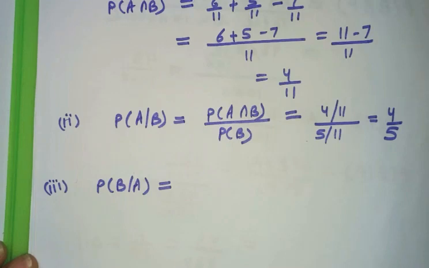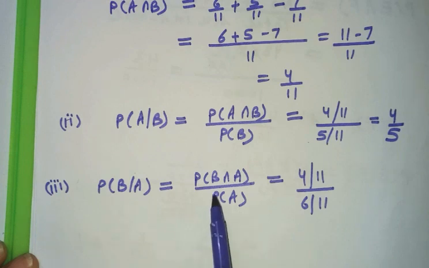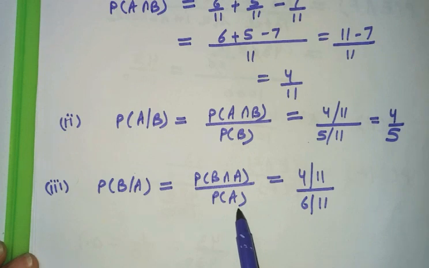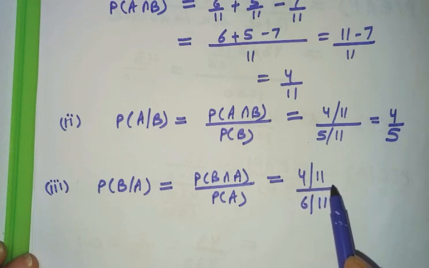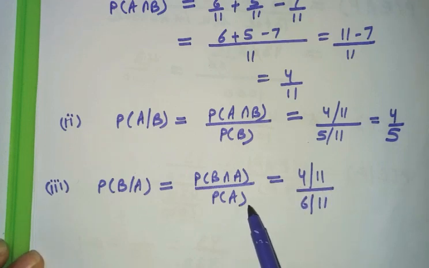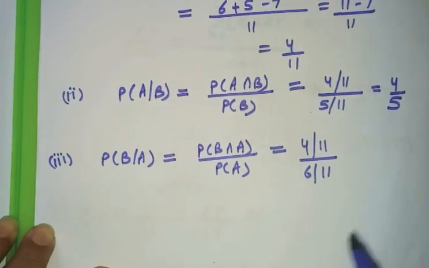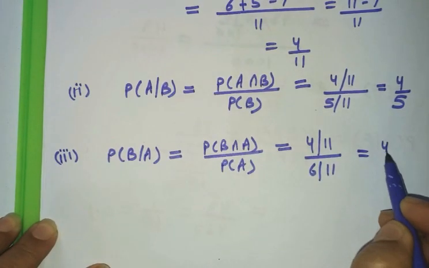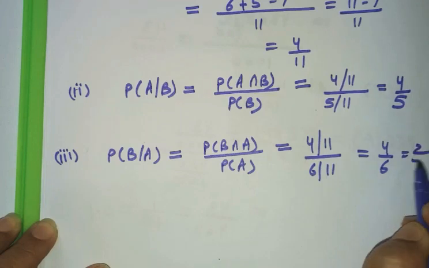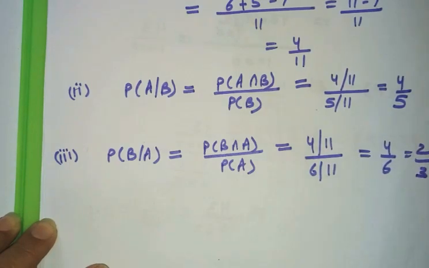Similarly, I can find the probability of B by A. The probability of B by A is equal to the probability of B intersection A divided by the probability of A, as per the definition of conditional probability. The probability of B intersection A we have already found in the first part, that is 4 by 11, and the probability of A is given to us in the question, that is 6 by 11. You can see it is given to us that the probability of A is 6 by 11, and so we substitute both the values and we get the answer to be 4 by 6 or 2 by 3.